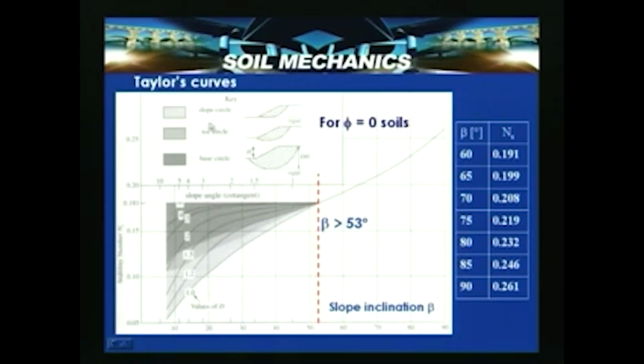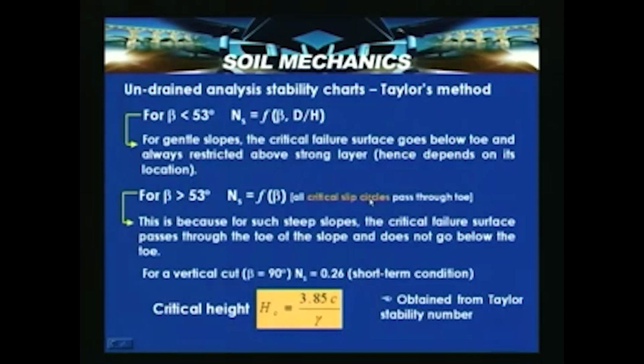So, here different types of circles are passed, like slope circle, toe circle and base circle. The zones are indicated here. This is valid for beta less than 53 degrees, where the depth factor cannot be ignored, but beyond that the depth factor will not come into picture. This particular curve is for phi u equal to 0 soils, that means these are for the undrained condition, that is Cu, purely cohesive soils or saturated cohesive soils.